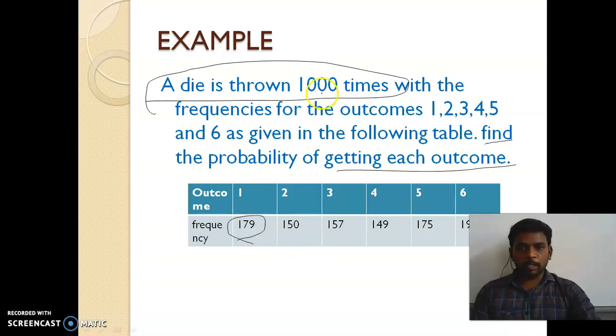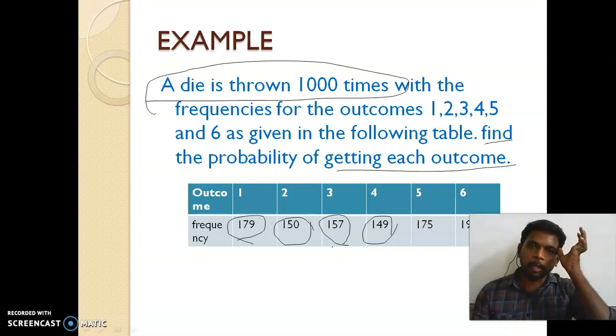And out of 1000 times, how many times has 2 occurred? 150 times. Then out of 1000 times, 3 has occurred 157 times. And similarly, out of 1000 times, 4 has occurred 149 times, 5 has occurred 175 times, and 6 has occurred 190 times. So that is the meaning of the given question, right? Next we are going to find out the probability of each of the numbers.